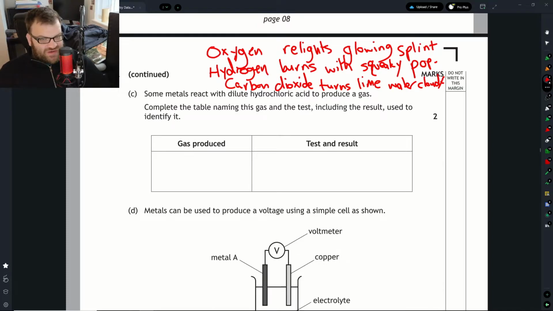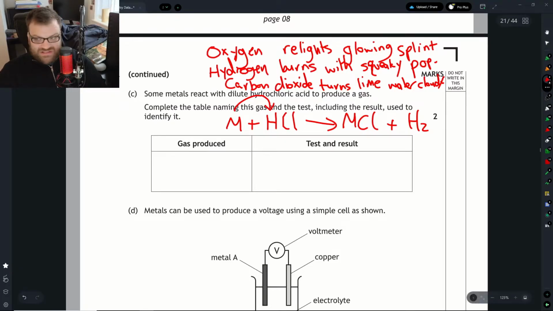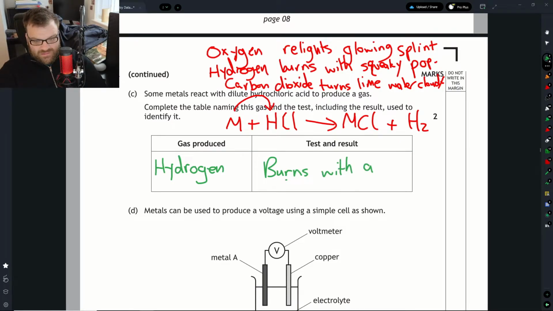Now, we've got metals reacting with hydrochloric acid. So if we had metal and hydrochloric acid, which is HCl, the metal comes in and kicks out the hydrogen. We would get our metal chloride plus our hydrogen. So that could be sodium, whatever it may be. So our answer is to do with the hydrogen. There are two parts you need to know: which of the three, and then also how you test for it. So it burns with a squeaky pop. You could just say pop.